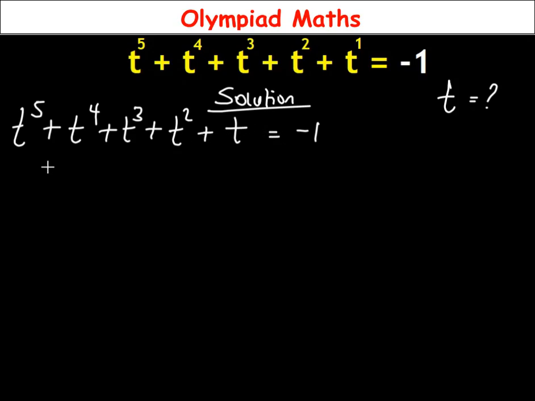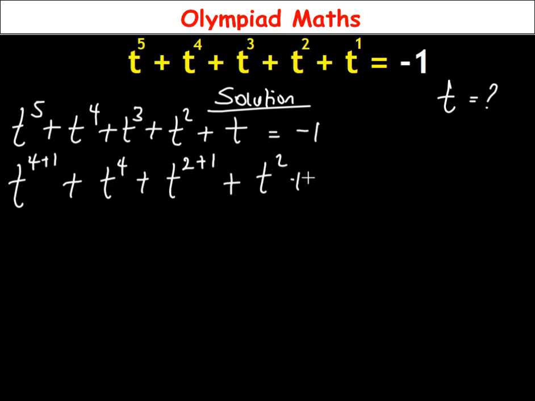At this junction, we are going to evaluate this in a way that 5 can be written as 4 plus 1 and also 3 can be written as 2 plus 1, right? So in place of 5, we'll put in 4 plus 1 and in place of 3, we'll put in 2 plus 1. So t raised to the power 4 plus 1, then plus t raised to the power 4, plus t raised to the power 2 plus 1, then plus t raised to the power 2, then plus t is all equal to minus 1.